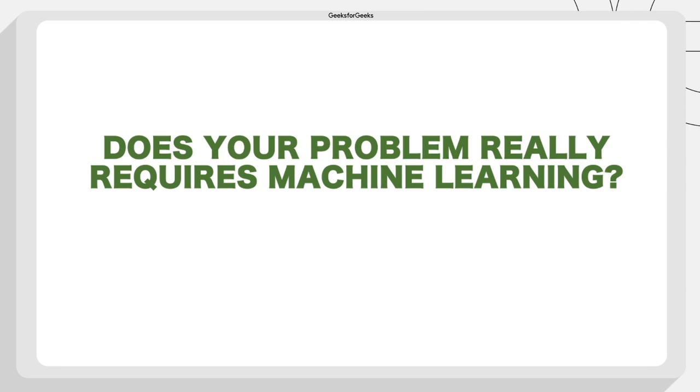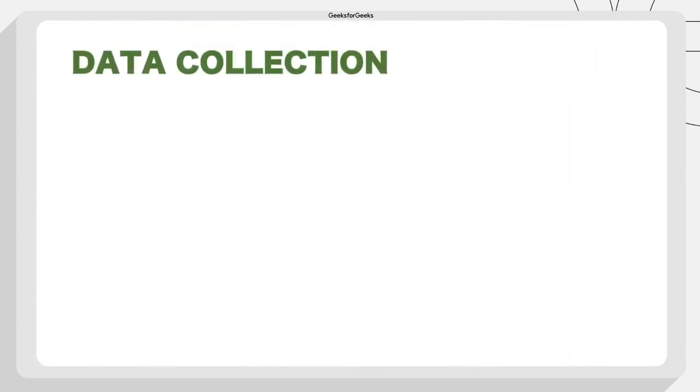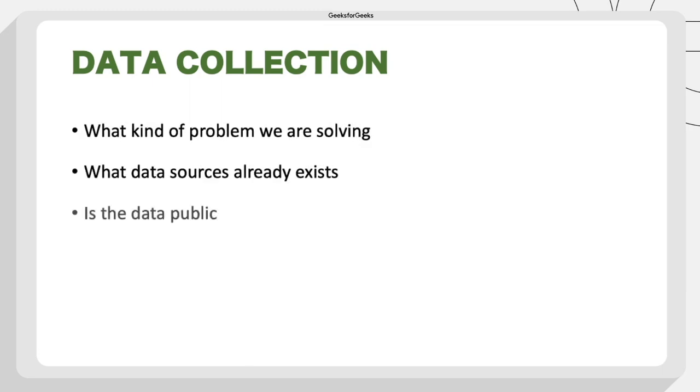So with this said, let's understand the pathway. First of all, when we are working in machine learning, we need to collect data. Data is the most important thing when you're working on any project. So what you need to think about is what kind of problem we are solving. What data sources already exist? Is that public data? And where should we store the data? Because if you're working on machine learning projects, you could have terabytes of data. So to store that data, you need an efficient plan. You need to figure out where you will get that data from and what the credibility of the data is.